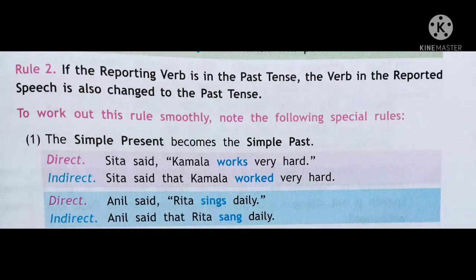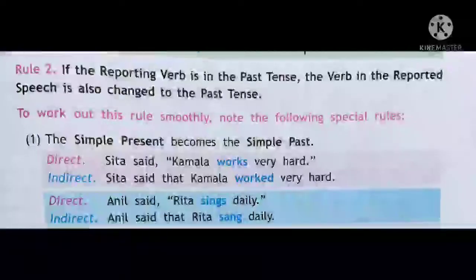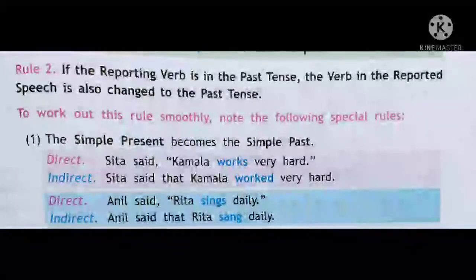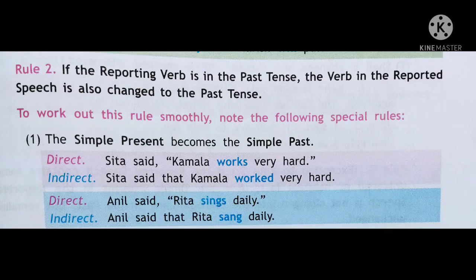The simple present becomes the simple past. How? Look at the first example. The first example is: Sita said, Kamla works very hard. What is the rule? You have to change the simple present to the simple past. So, it will be changed into indirect: Sita said that Kamla worked very hard. The verb has changed from works to worked, that is from simple present to simple past.